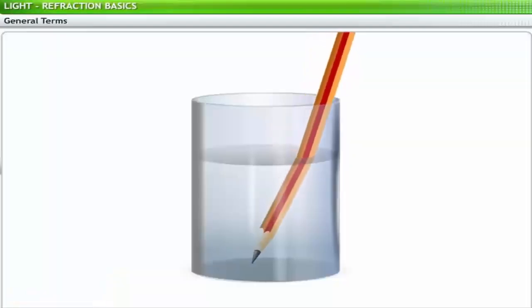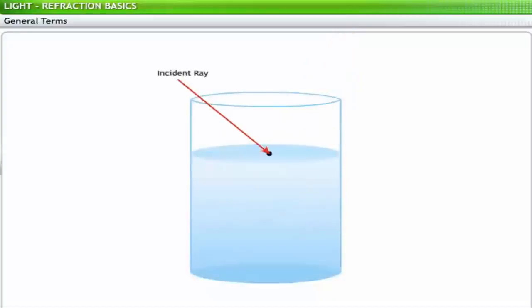Let's examine refraction of light as we saw it in the pencil and look at various terms associated with this phenomenon. The ray of light that is incident on a surface is called the incident ray. The ray that deviates at the point of incidence due to a change in medium is called the refracted ray. The perpendicular line between the two media is called the normal.